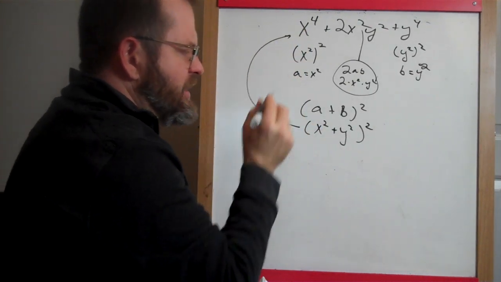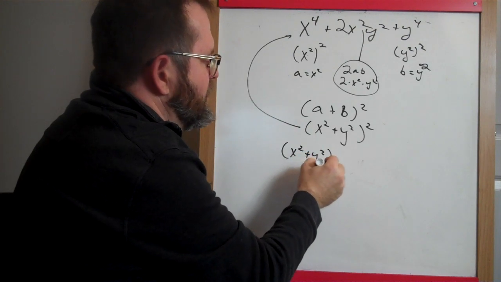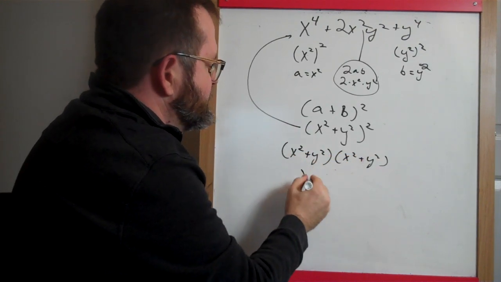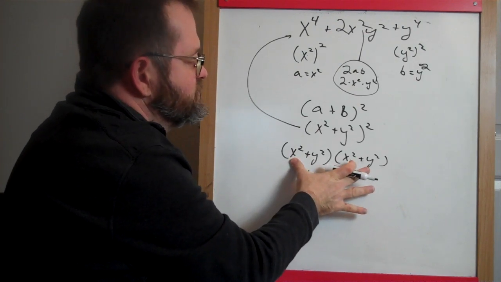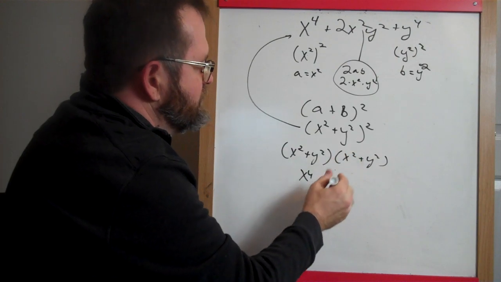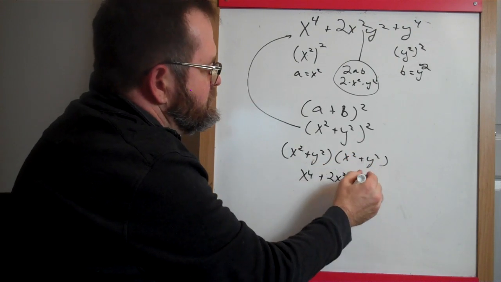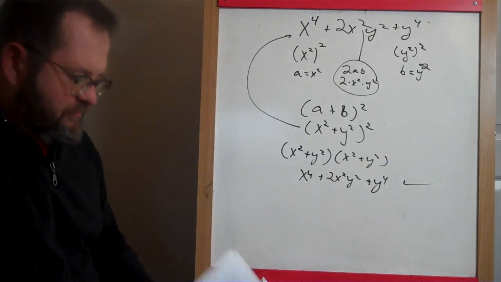Maybe I better check that one by FOIL to make sure. X squared plus y squared times x squared plus y squared. Firsts, outers: x squared times y squared, plus another x squared y squared is 2x squared y squared, plus the lasts. And it did check out. It matches the original problem.